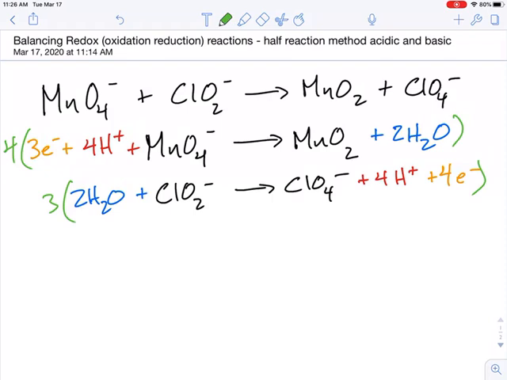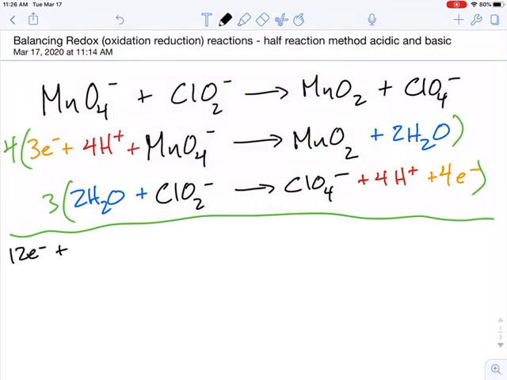And so if we carry out and distribute that value, let's write down below here what we would get. Okay, so I would have my 12 electrons, and then I'd have 4 times 4 is 16 H plus, 4 times my 1 MnO4 minus.